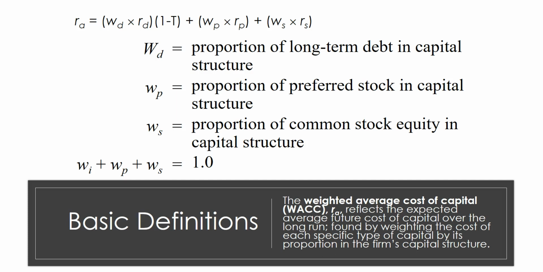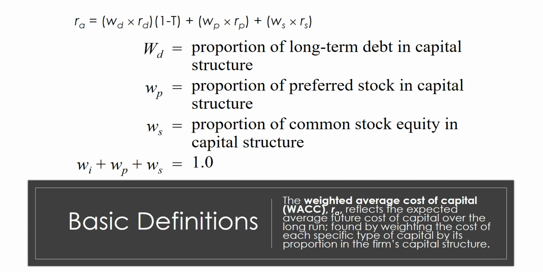The weighted average cost of capital looks at all the sources of financing, so debt, common stock equity, and preferred stock equity. It reflects the average future cost of capital over the long run. And so we use all three of the different capital components and multiply them by their weights in the target capital structure.